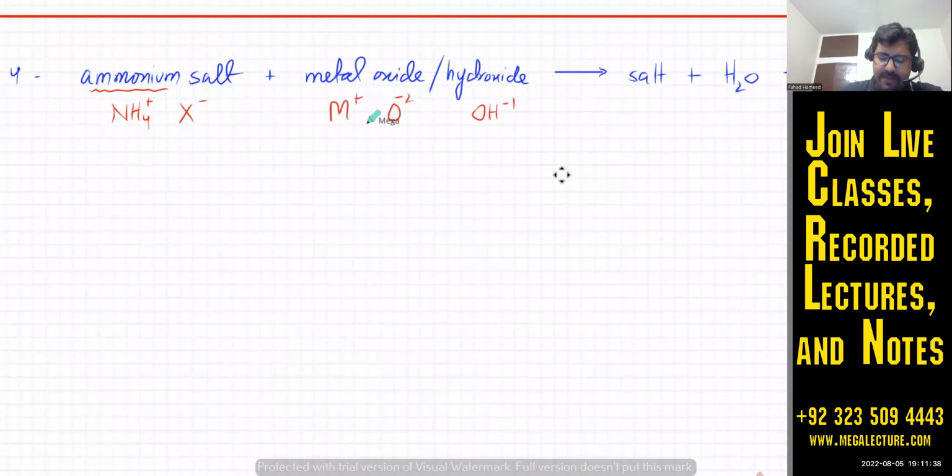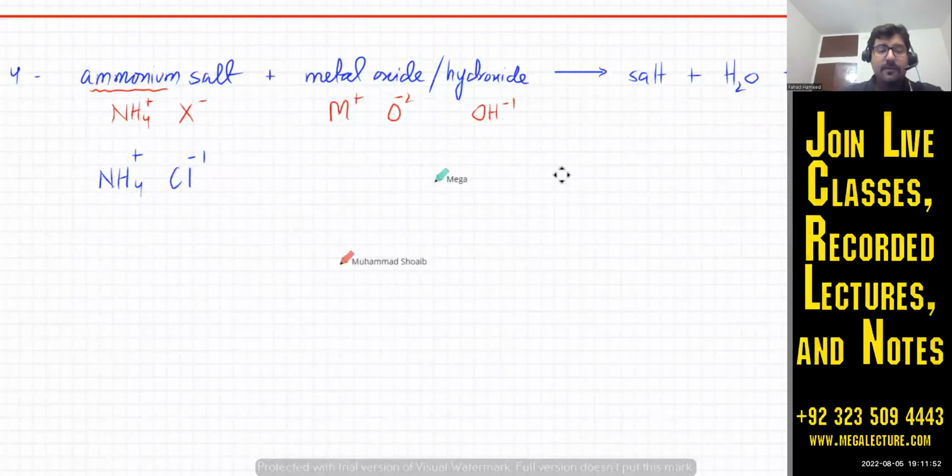So let's try and make this reaction. So ammonium salt, ammonium compound. Let's take ammonium chloride. Ammonium is +1. Chlorine is group 7, so that is -1. Okay, so hopefully that's clear.